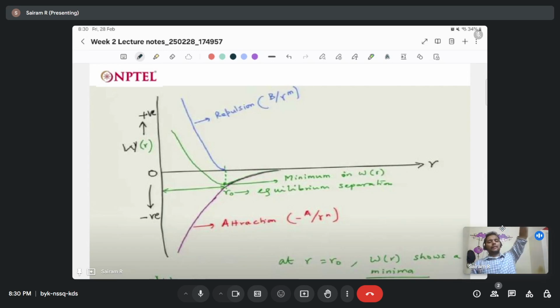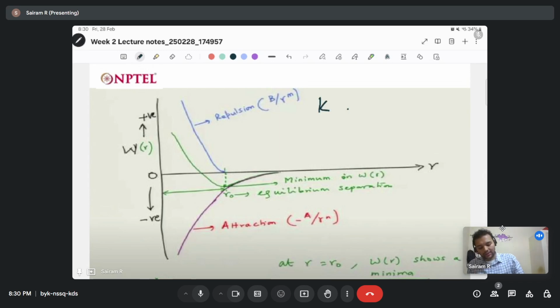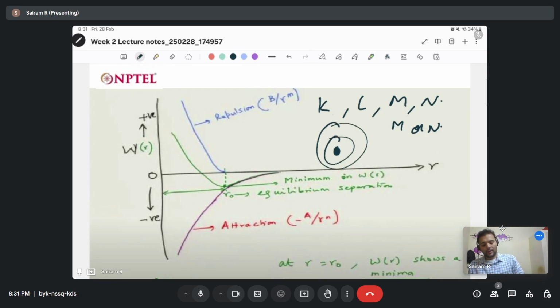When we talk about electronic shells, we have the K shell, L shell, M shell, and N shell. For the same size of nucleus, if we are able to excite an electron from the K shell to the L shell, or K to M, then the force with which the nucleus can attract the electron in the M shell is going to weaken.